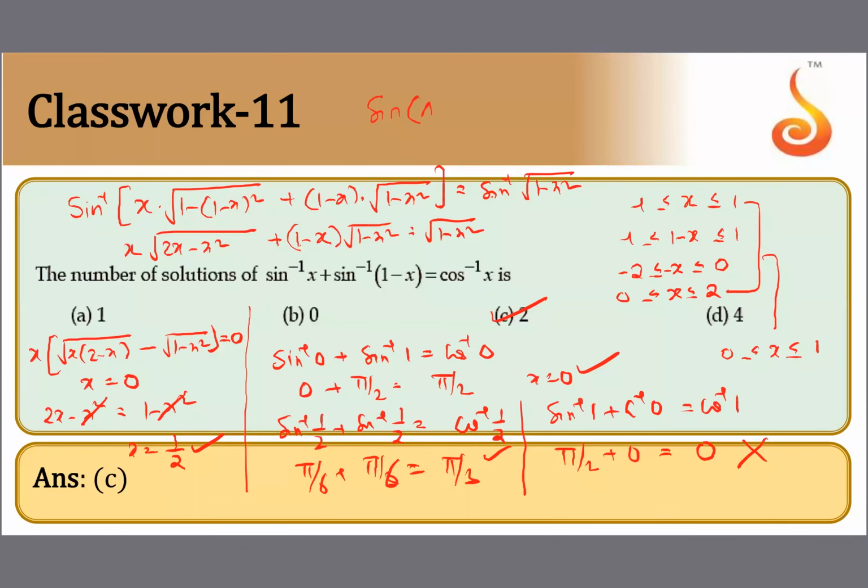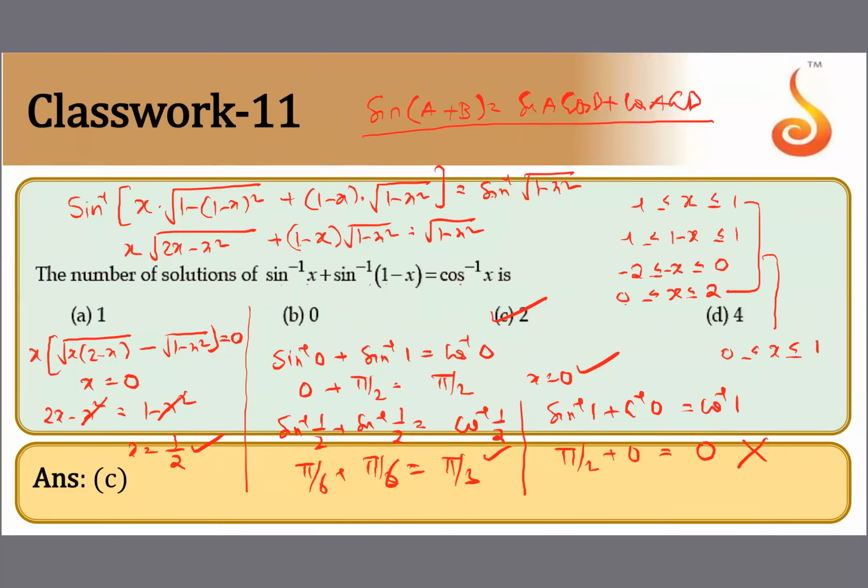Yes, obviously. Sin(A+B) formula: sin A cos B plus cos A sin B. This is the formula used. You take the extreme values and the middle value. Extreme value: take 0. Sin inverse 0, sin inverse 1 equal to cos inverse 0.